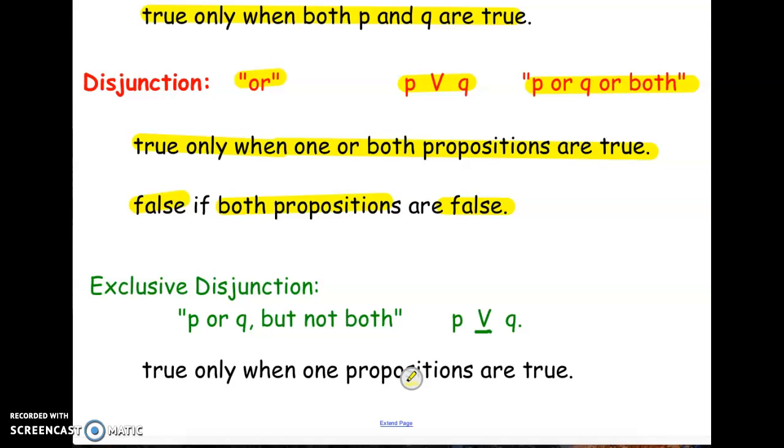The next definition we haven't talked about yet is called exclusive disjunction. It's when we have P or Q but not both. So it has the symbol V with a line underneath it. So go ahead and highlight that, exclusive disjunction. It's true when one proposition is true.